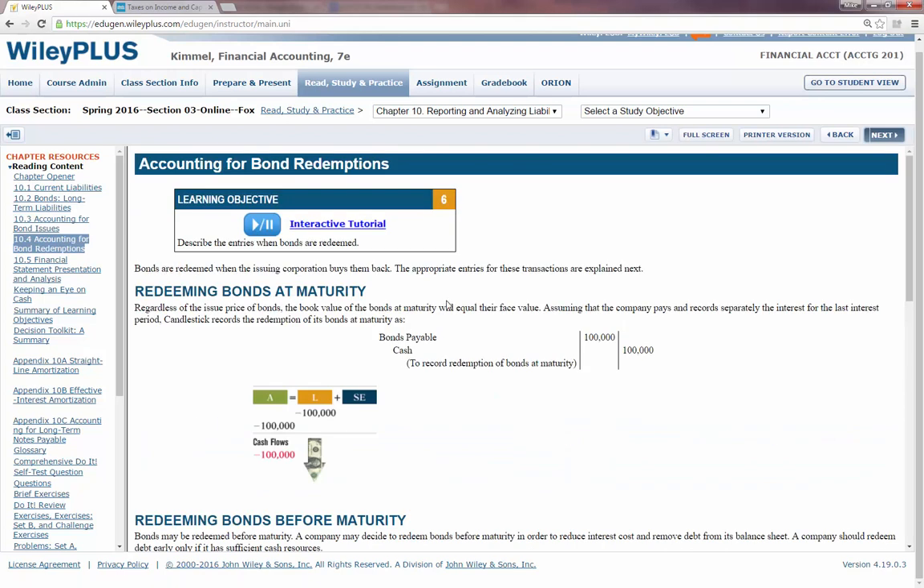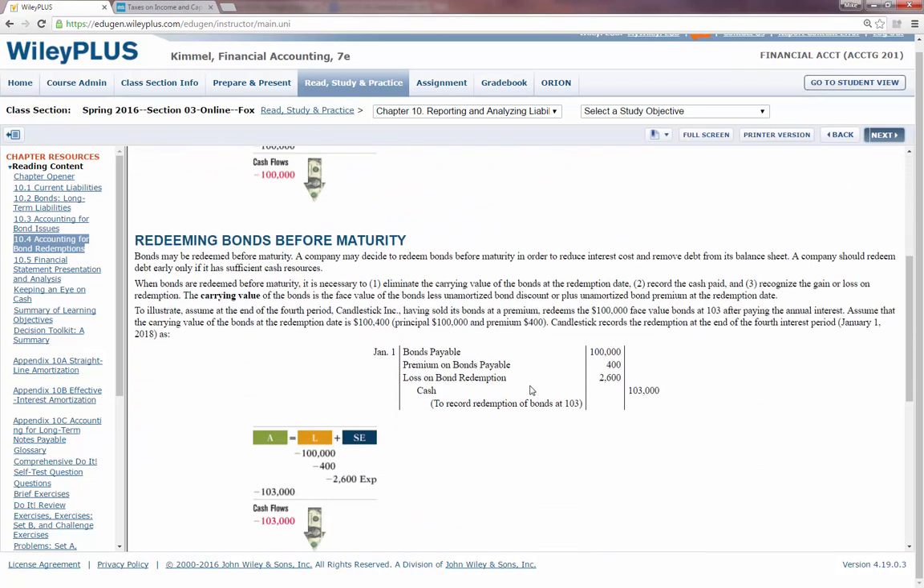Again, the journal entry for the redemption of the bond, meaning the paying off of the bond. Typically, the bond payable goes away and the cash goes away. Easy, especially if you're doing it at maturity. If the bonds are redeemed before maturity, there's going to be some premium or some discount on the bond that's still there if it was issued at a premium or a discount. So you'll have to account for that in your journal entry.